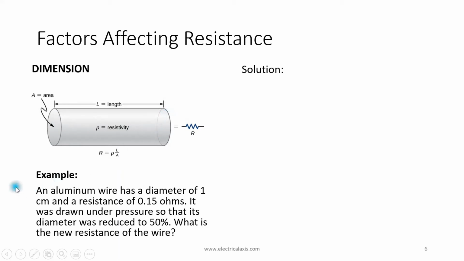Let's have an example. An aluminum wire has a diameter of 1 centimeter and a resistance of 0.15 ohms. It was drawn under pressure so that its diameter was reduced to 50%. What is the new resistance of the wire? Now, please note that in this problem, the composition of the material was not changed before and after the process, and also the volume was not changed.